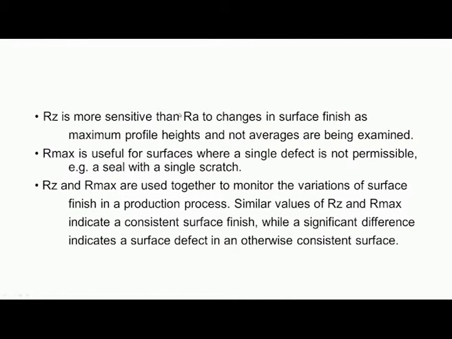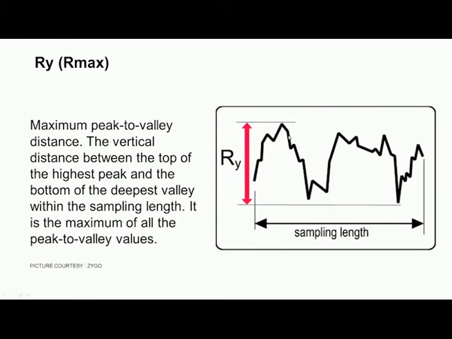Now, this is more sensitive than Ra to changes in surface finish, as maximum profile heights and not averages are being examined. Rmax is useful for surfaces where a single defect is not permissible. For example, a seal with a single scratch, if there is a scratch in the seal, that also will be considered. So, if the Rmax exceeds a certain limit, then that particular seal is rejected.